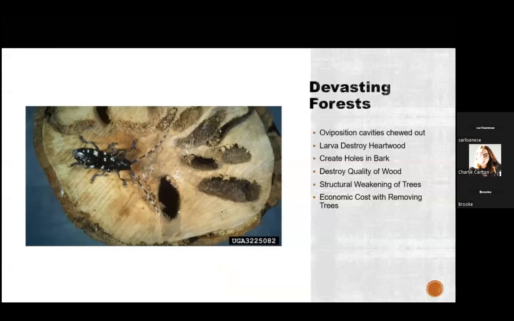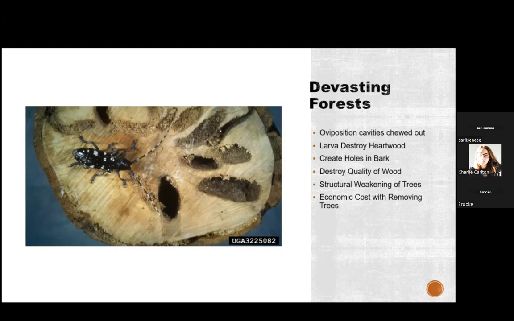So the Asian longhorn beetle is right now devastating forests. It is causing oviposition cavities being chewed out. You can see on the left a picture of how big these cavities are and how these cavities are spread all throughout the tree trunk. What they do is the larva is destroying the heartwood, and this creates holes in the bark, which usually are 3/8 of an inch in diameter.